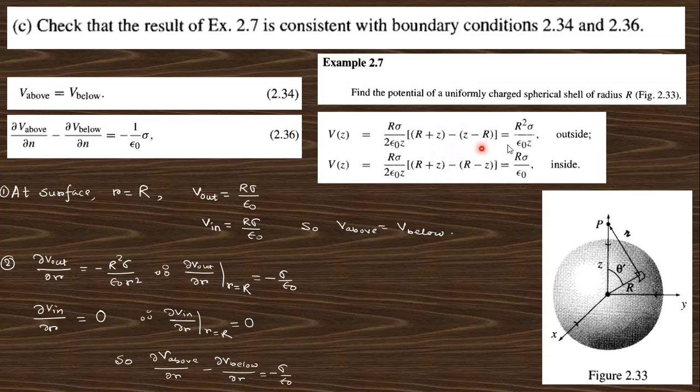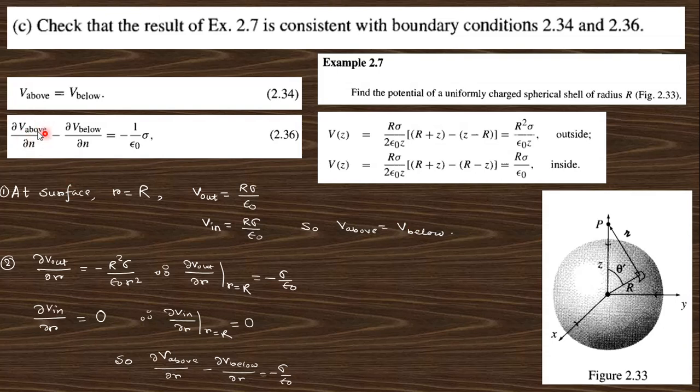Okay, so this is for outside and this is for inside potential. So at the surface, if we put r equals R, for outside, here z will be the R, so this will be R sigma by epsilon naught, and V inside will be R sigma by epsilon naught, so the V above and V below will be the same. That means the potential above the surface and the potential below the surface will be the same.